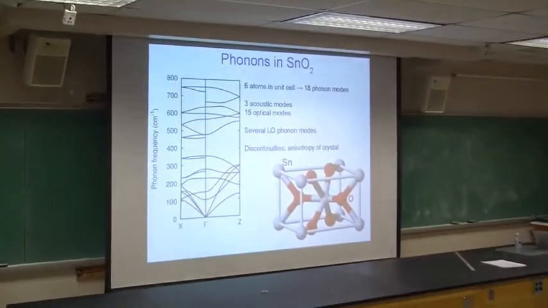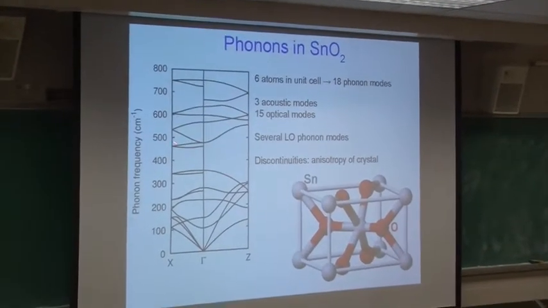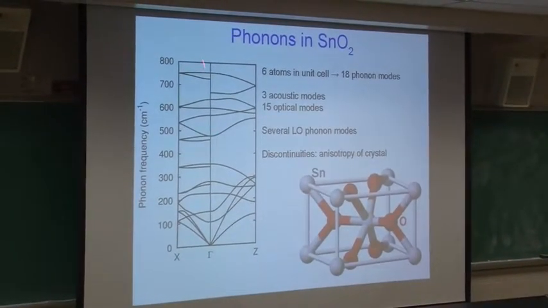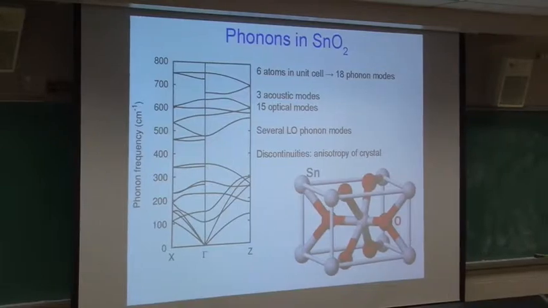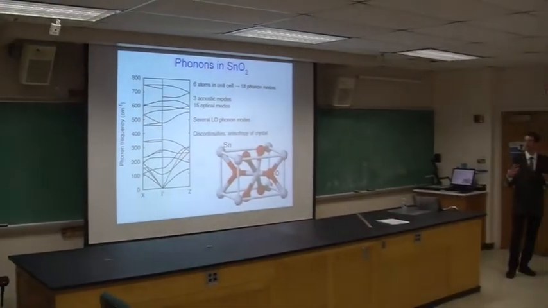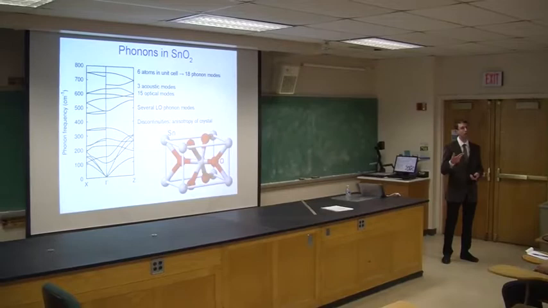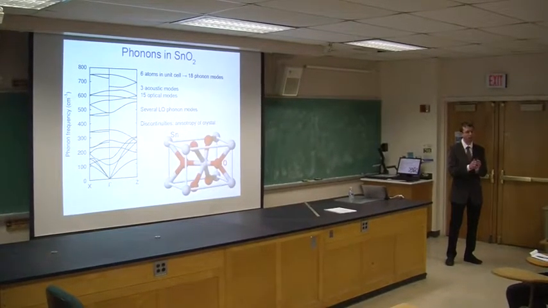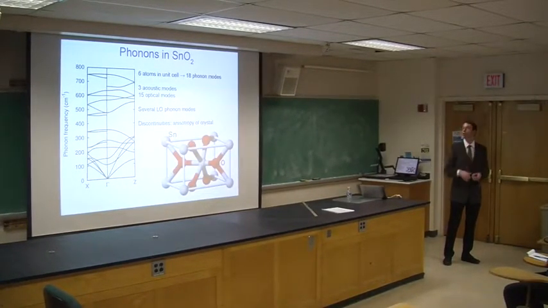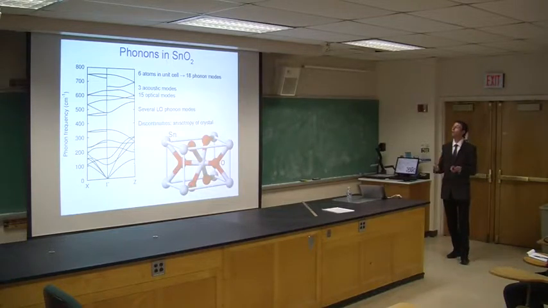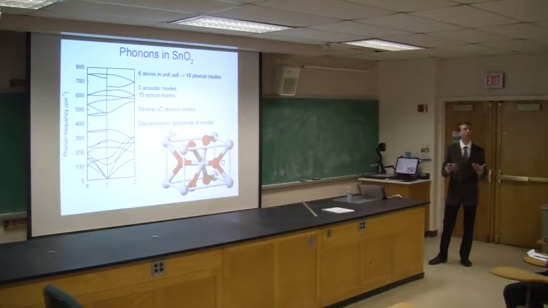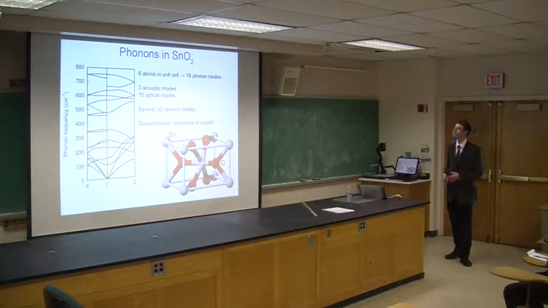So again, it's an energy dispersion relation, but for the phonons. On the y-axis, I'm plotting the phonon frequency, and on the x-axis, it's again momentum. Because we have 6 atoms in our unit cell, we will have 18 different phonon modes. Of those 18, there will be 3 acoustic modes, which, if you look at the zone center, just correspond to rigid translations of your unit cell. And you will have 15 optical phonon modes, and several of them will be longitudinal optical phonons.